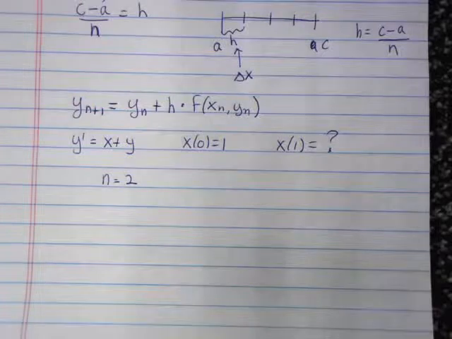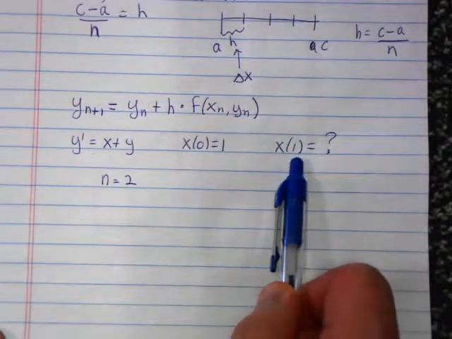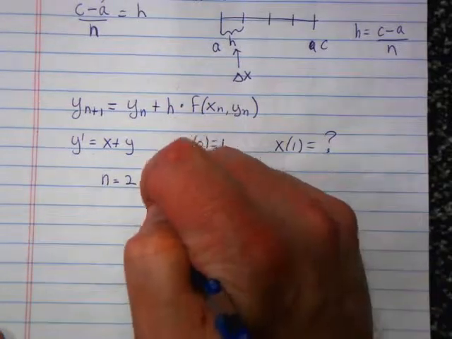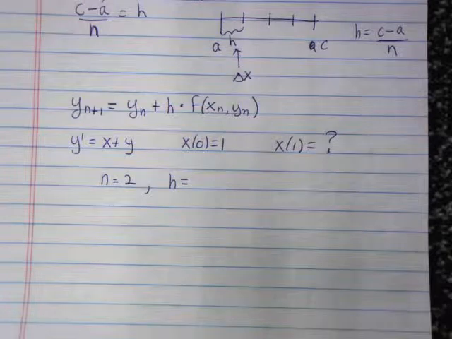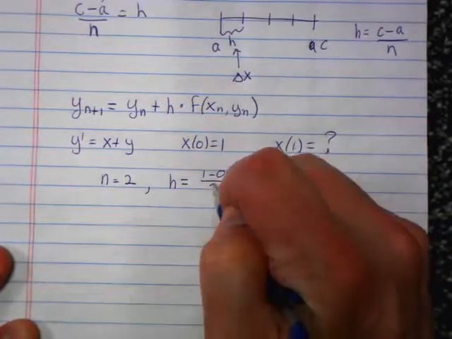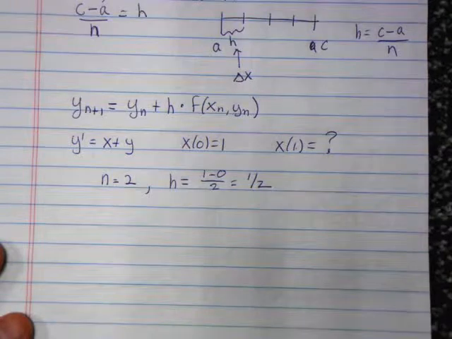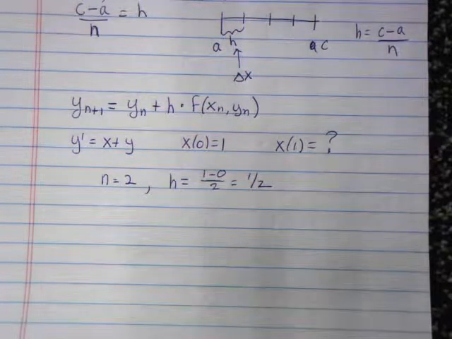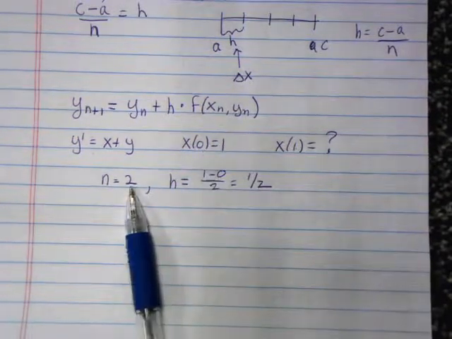So we're starting at 0. We're ending at 1. If we're doing 2 iterations, how big is h? 1/2, because it would be 1 minus 0 over 2, which would be 1/2. And it should always be positive, right? It's just a distance. So you always take the big number minus the small number, divide by how many you want.